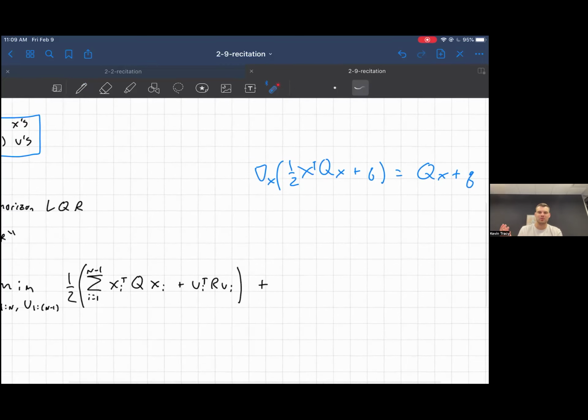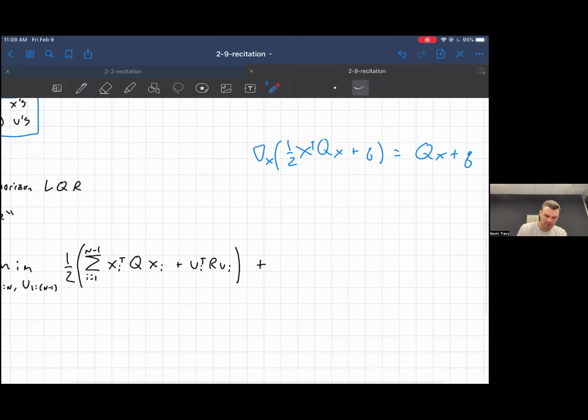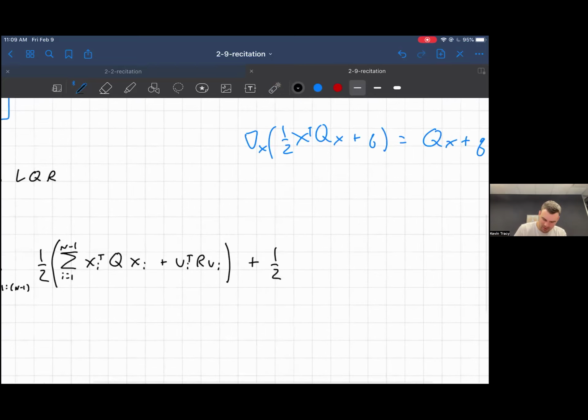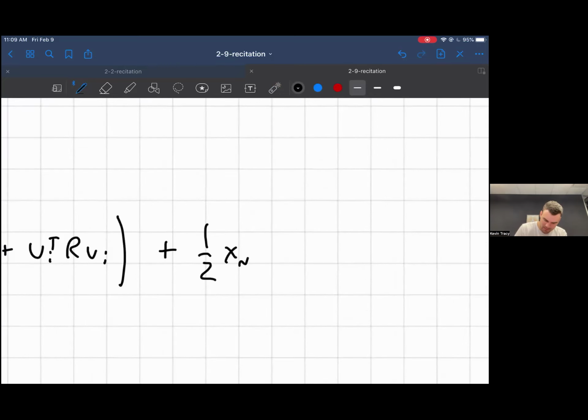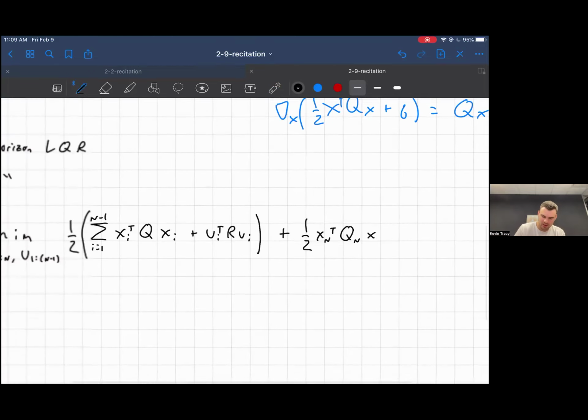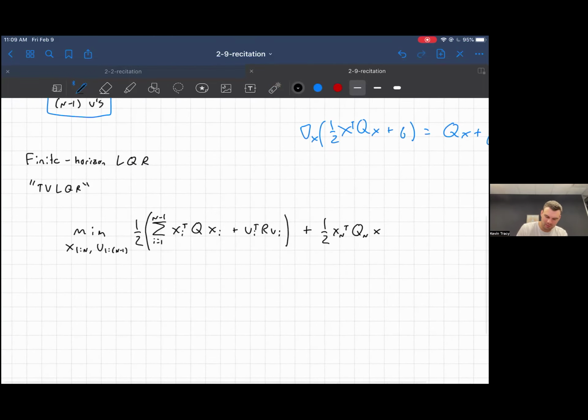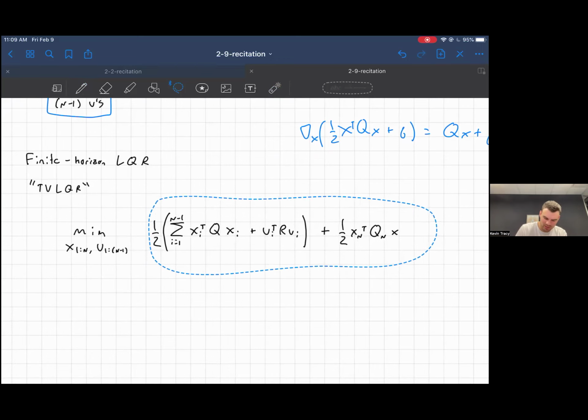In the same way that we had like 1/2 x squared, we would just get x. So it's very common to put a 1/2 in front of these cost functions. And the last part of our cost is x_N transpose Q_N x. So what do these actually mean? First, let me write down the constraints, and then we'll look back at the cost function and give it the names.